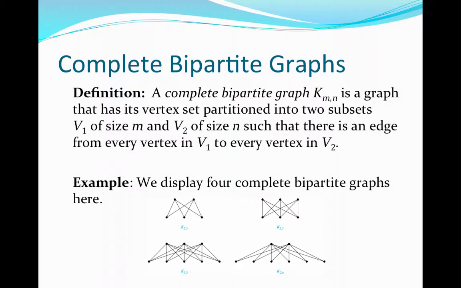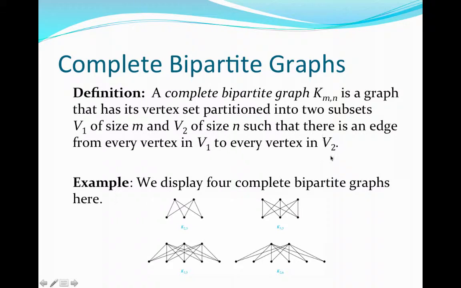Now we're going to look at complete bipartite graphs denoted by K sub m comma n. These are graphs that are bipartite, so they have two sets of vertices that are completely different, and the subscripts on the complete bipartite graph denote the number of vertices in each of those sets. So the first set of vertices has m many vertices in it, and the second set has n many vertices in it.